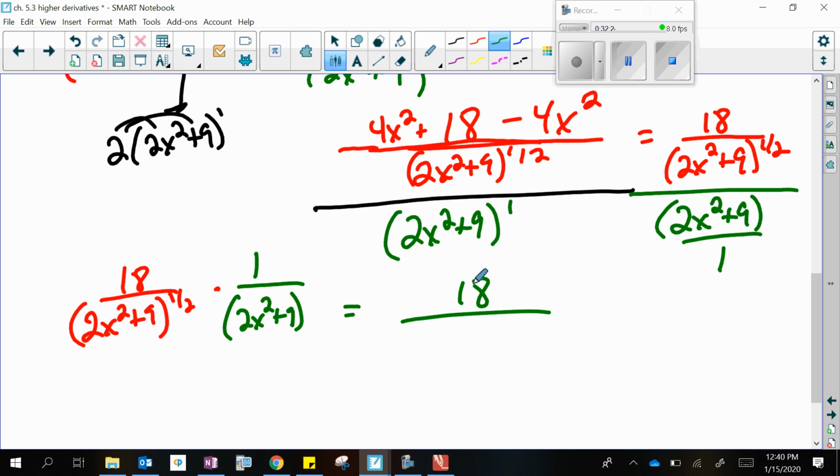And our answer becomes 18 over what? 2x squared plus 9 to the what? Not the second, almost. The 1 and 1/2, which is what as an improper fraction? 3 over 2. Very good. Yeah, 1 and 1/2 is correct, but let's keep it improper just because it can look like 11/2 or something like that, right? So all we did here is we added 1/2 plus 1 to get our 3/2, which is this.